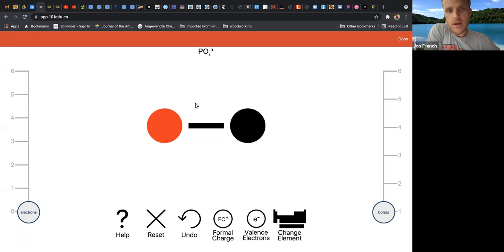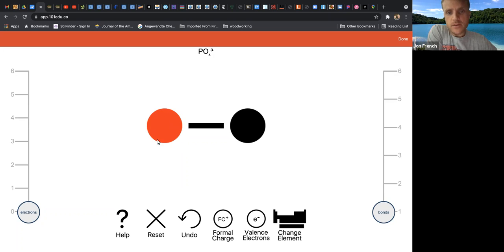For question 9 from the chapter 8 homework, they ask us to draw the Lewis structure for the phosphate anion following the octet rule. So they want us to follow the octet rule. And so maybe a good place to start is, maybe we're not 100% comfortable in how to use this platform to draw Lewis structures.